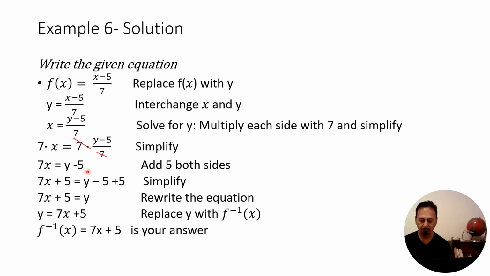So I can isolate the y on the right side. All I have to do is take the negative 5 to the left side, or just add 5 to both sides. So in this case, I'm adding 5 to both sides. So I have 7x plus 5 equals y minus 5 plus 5. So you can see they cancel out. So I get 7x plus 5 equals y. Just rewrite, so I got y equals 7x plus 5. So I have found the inverse. So I'm going to replace the y by f inverse of x equal to 7x plus 5, and that's the equation of the inverse function of this given function f of x.